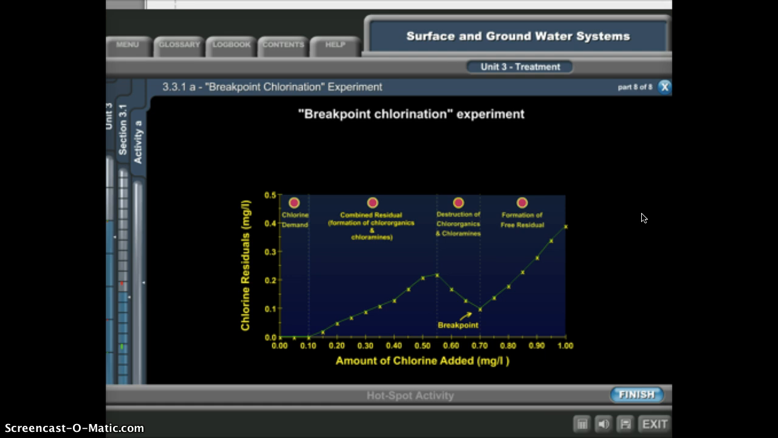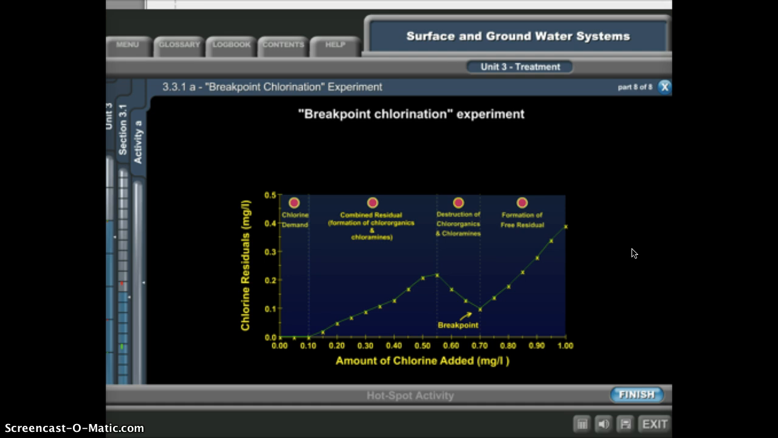Finally, the water reaches the break point, shown at point 4. The break point is the point at which the chlorine demand has been totally satisfied. The chlorine has reacted with all the reducing agents, organics, and ammonia in the water. So therefore, when more chlorine is added past this break point, the chlorine reacts with water and forms the hypochlorous acid in direct proportion to the amount of chlorine added. In other words, there's no more demand, so whatever chlorine you put in is available for disinfection.